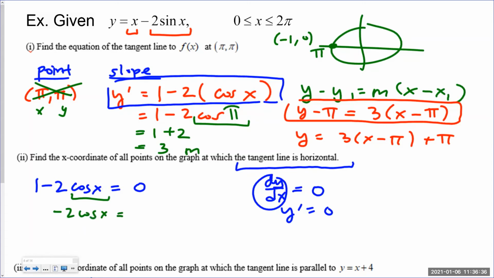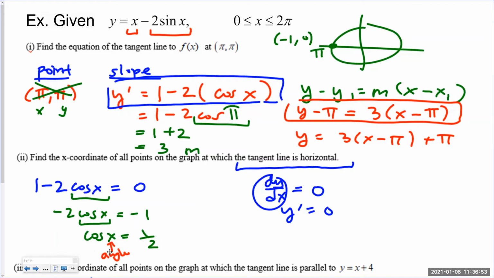Subtract 1. All right, there I am. How can I still isolate this cosine x? Divide by -2. So what I get is cosine x equals 1/2. And we did this yesterday. This is always an angle, guys. Okay, this is always an angle.